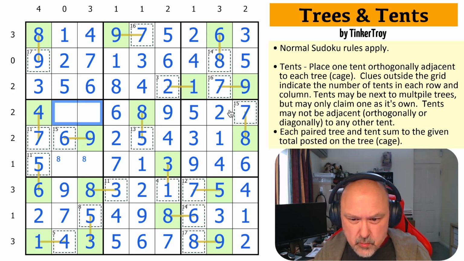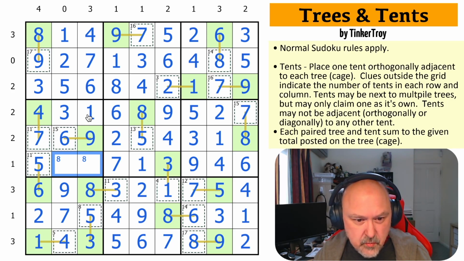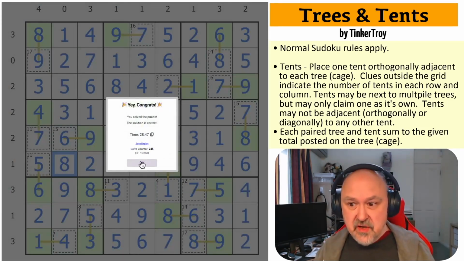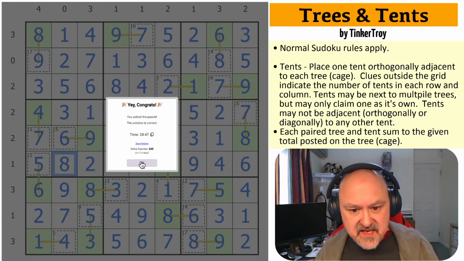This row needs a 1 and 2 and a 3. I'll use that 1 to make that the 3 and that the 1. I think I've done everything except these 2 cells now. 1, 2, 3, 4, 5, 6, 2 and 8. And I'll use that 8 to make that the 2 and that the 8. And that is the correct solution to Trees and Tents by TinkerTroy.